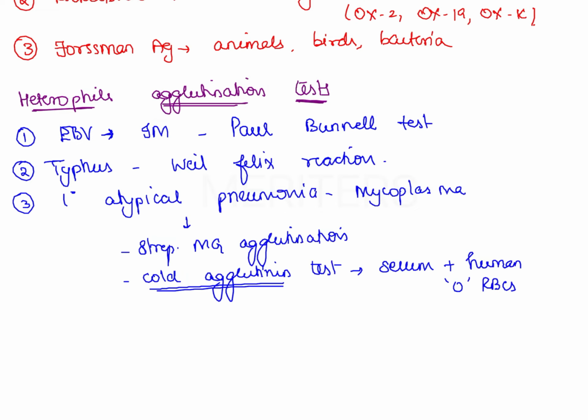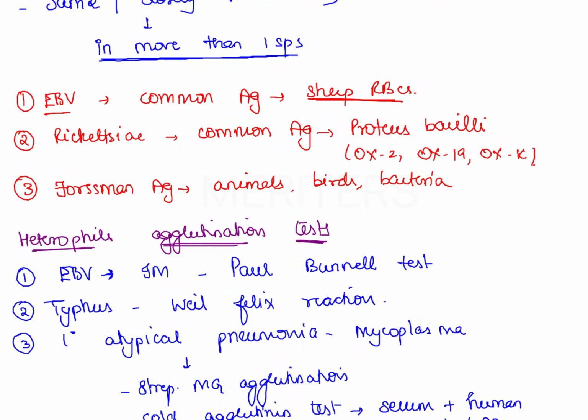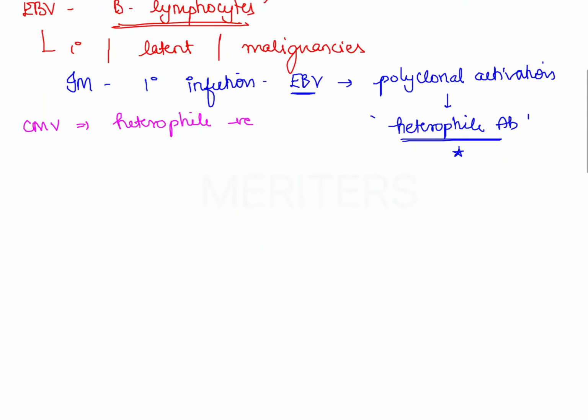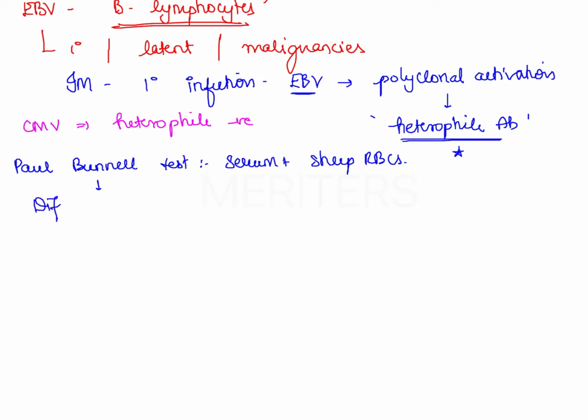Now we will be focusing mainly on the Epstein-Barr virus induced infectious mononucleosis, and the test involved here is the Paul-Bunnell test. The Paul-Bunnell test is performed by mixing the serum of the patient with sheep erythrocytes, and that results in agglutination. Along with this, we should perform a differential agglutination test to confirm the presence of heterophile antibodies that are specific for Epstein-Barr virus. Because human serum can contain other agglutinins also, it can contain other heterophile antibodies as well, which can be positive for the Paul-Bunnell test.